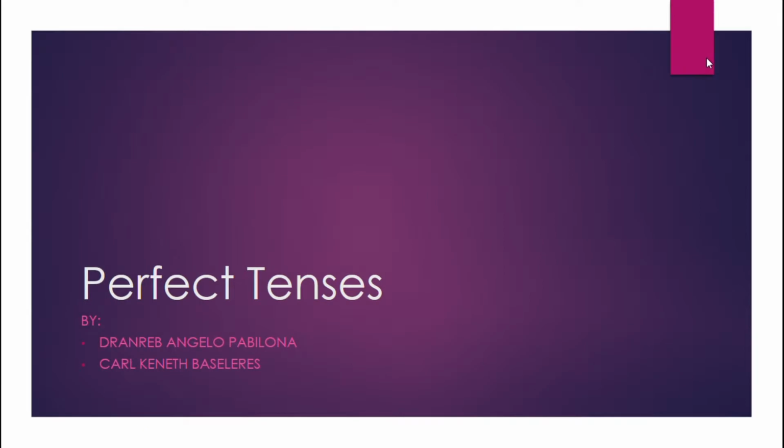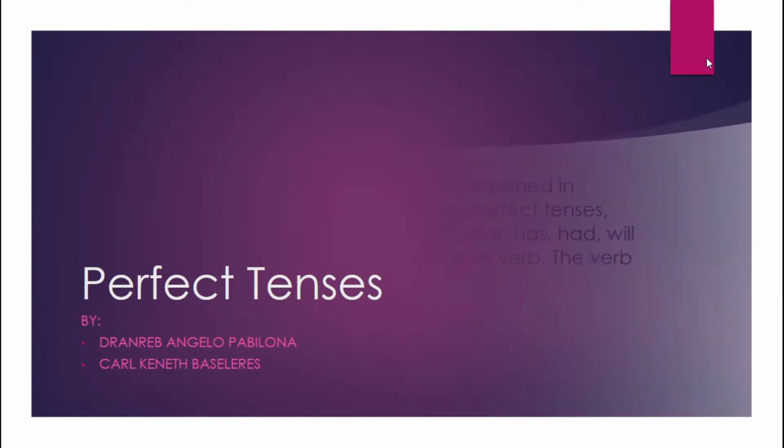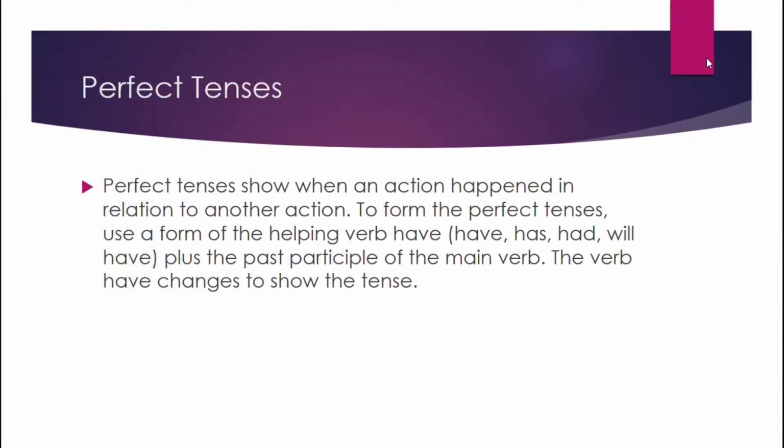So let's head on to the slide made by my colleague Carl Baseleres as to the definition of the perfect tenses and its different kinds. Perfect tenses show when an action happened in relation to another action. To form the perfect tenses, use a form of the helping verb have or its variations: have, has, had, will have, plus the past participle of the main verb. The verb have changes to show the tenses, and it also depends on the circumstance.